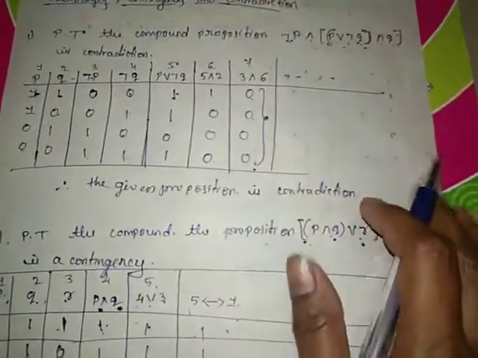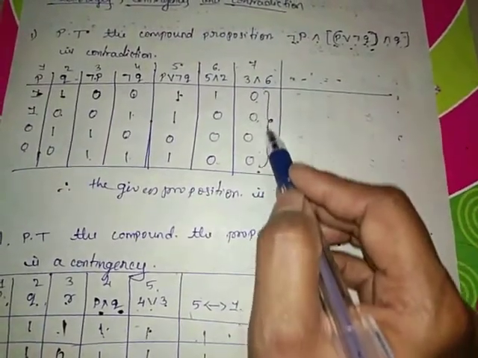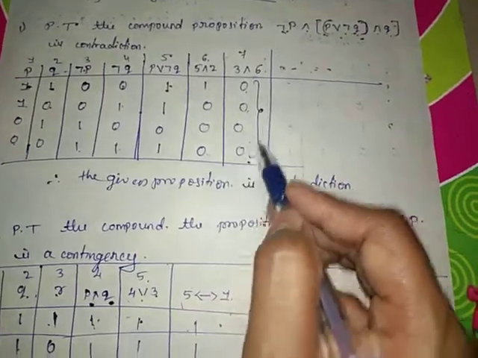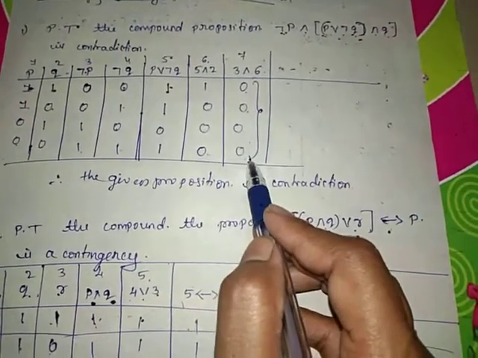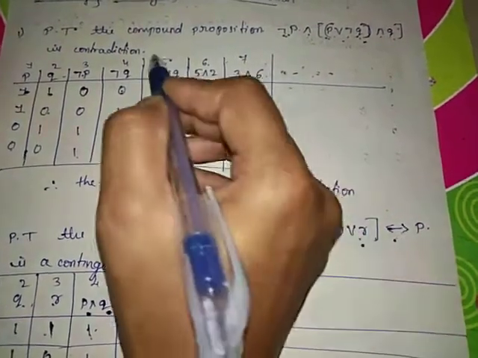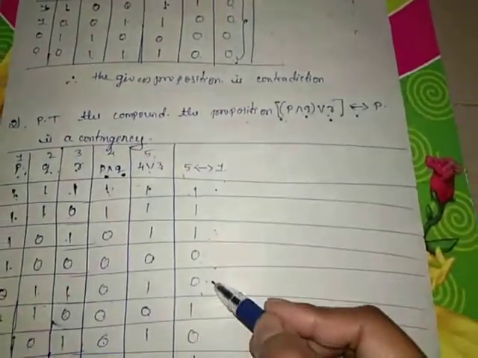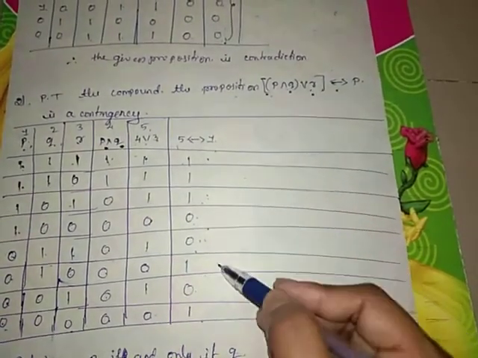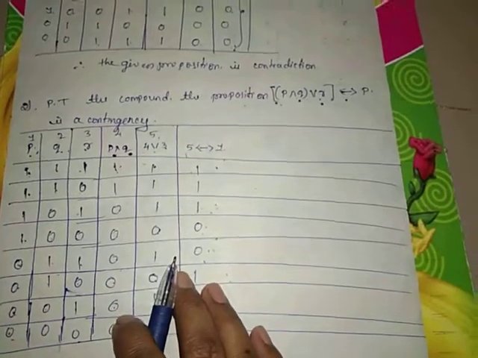In the previous example, we proved that all the truth values of the compound proposition are false. When all the truth values of the compound proposition are false, then it is a contradiction. When the truth values of the compound proposition may be true or false, then it will be a contingency. So now see one more example here.